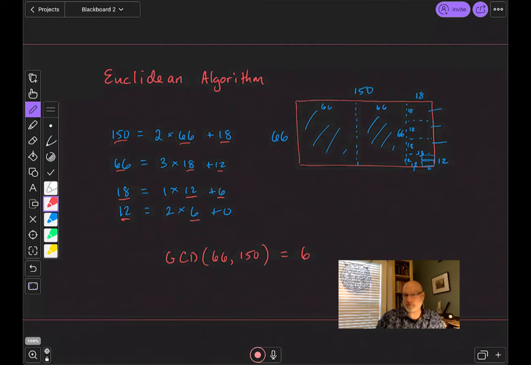Hopefully that makes sense, because 6 times 11 is 66 and 6 times 25 is 150. So 11 and 25 are relatively prime, and they're not going to have any other factors between them. So this makes sense. This is what we're going to be looking at for the Euclidean algorithm, at least to start off with.